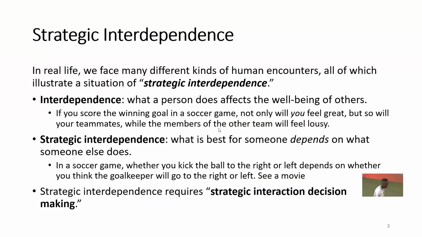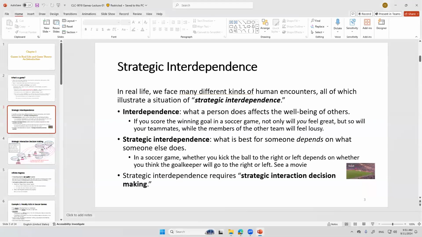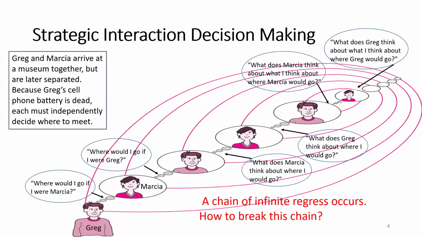So another example. Two kids, one boy, one girl. Rip and Marcia. So here is the story. The boy and the girl arrive at the museum, or the supermarket or a large shopping mall, but are later separated, because the boy's smartphone battery is dead, so that means these two cannot connect.